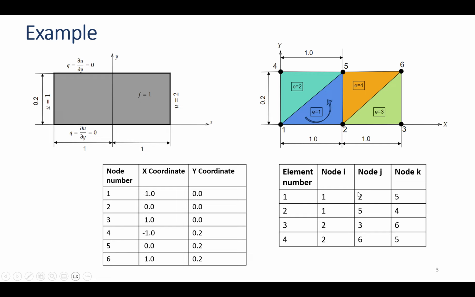So instead of 1, 2, 5, we can have 5, 1, 2, or 2, 5, 1. So the order doesn't matter, but the orientation matters. Another example is for element 4, instead of 2, 6, 5, we could have 6, 5, 2, or 5, 2, 6. Okay. You can verify this after running the code.